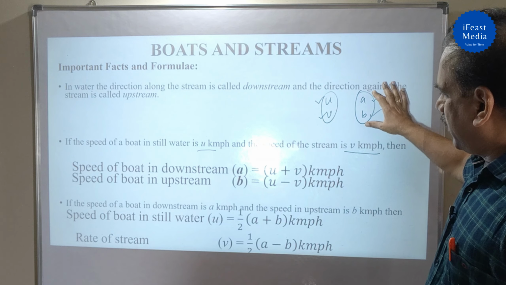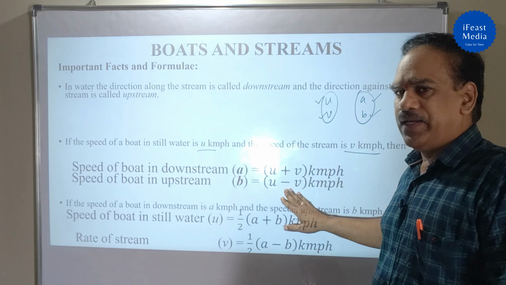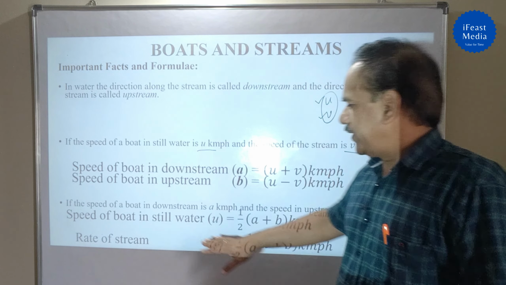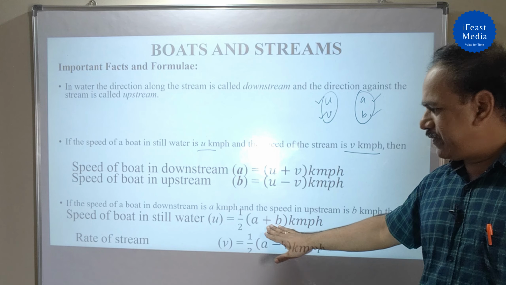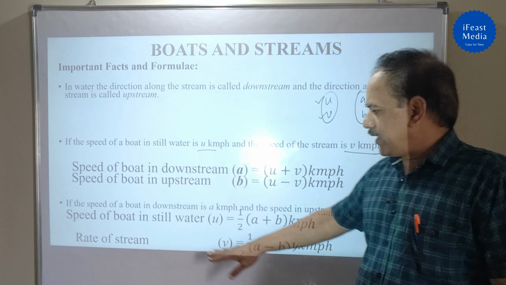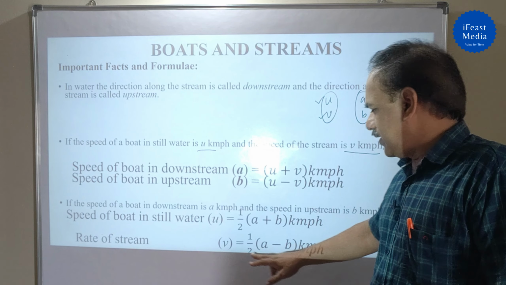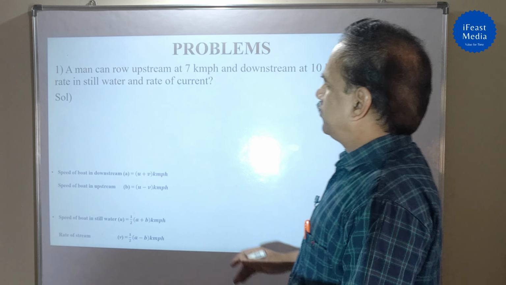So here the formula of A and B, when U and V are given, is U plus V and U minus V. The speed of the boat in still water is A plus B by 2. That means U and V are found here, right? U is A plus B by 2. Rate of the stream is V is A minus B by 2. Now let us solve some problems in boats and streams.